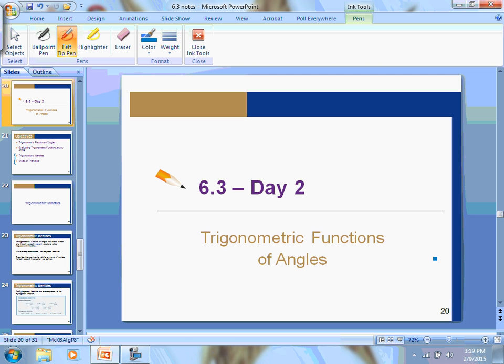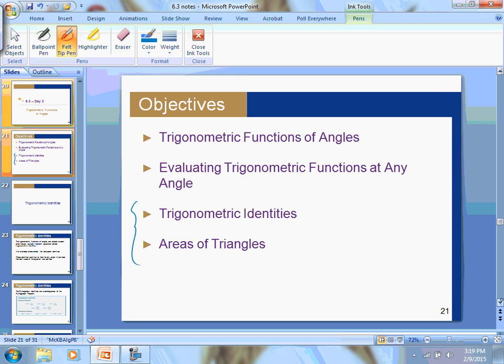These are the notes for section 6.3, day 2, entitled Trigonometric Functions of Angles. And we're going to talk about the last two objectives today. We're going to review some of our trigonometric identities, and then we're going to talk about a formula to help us find the area of a triangle using the trig identities.